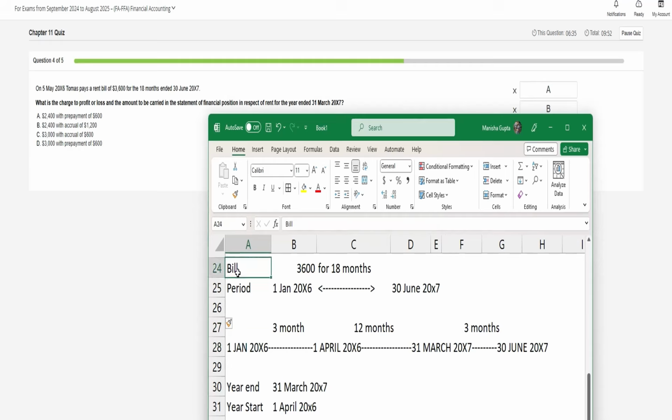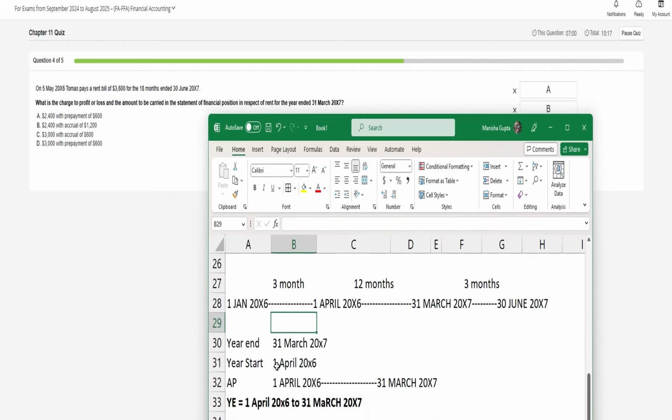Our bill is for 18 months, from 1 Jan 20x6 to 30 June 20x7. How did I calculate this? Because we know the year end, I went 12 months back, so 12 months back it will be 1 June 20x6. Again 6 months back from 1 June 20x6 it will be 1 Jan 20x6. So this bill period was from this to this, which is 18 months. But our accounting period is for 12 months. How did I know it's 12 months? Because it says year end. If it were a period, then we would consider it more than 12 months, but now it is only for 12 months.